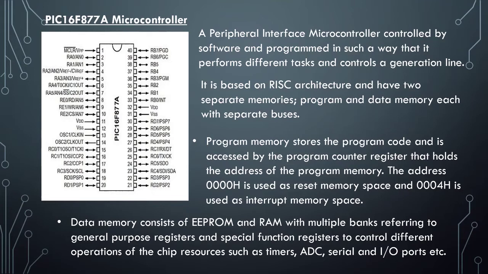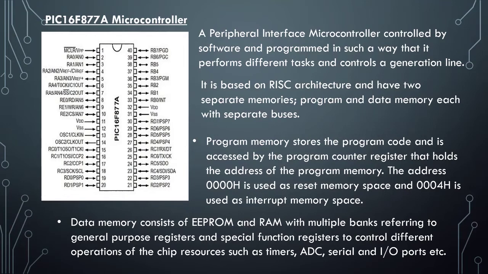Also, it is based on the RISC architecture and has two separate memories, the program memory and the data memory, each with separate buses. We refer to buses as pathways through which information is relayed. The program memory stores the program code and is accessed by the program counter register, which holds the address of the program memory. The address 0000H is used as the reset memory space, while 0004H is used as the interrupt memory space.